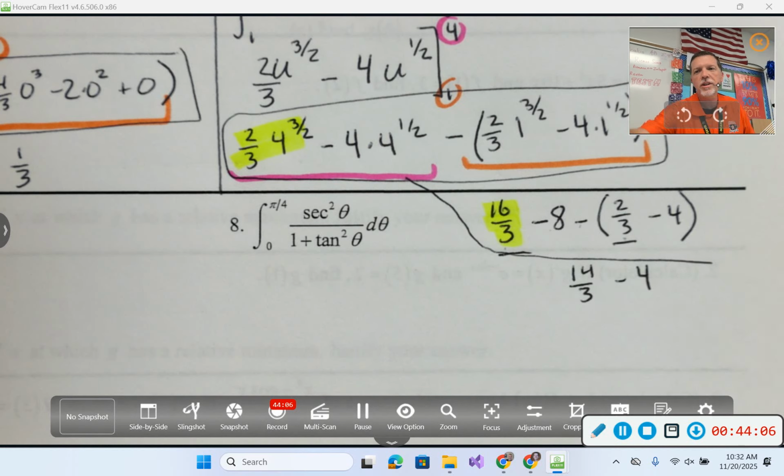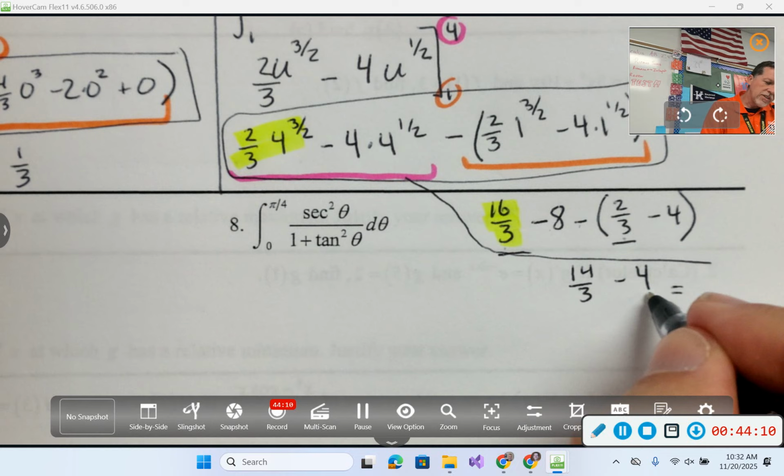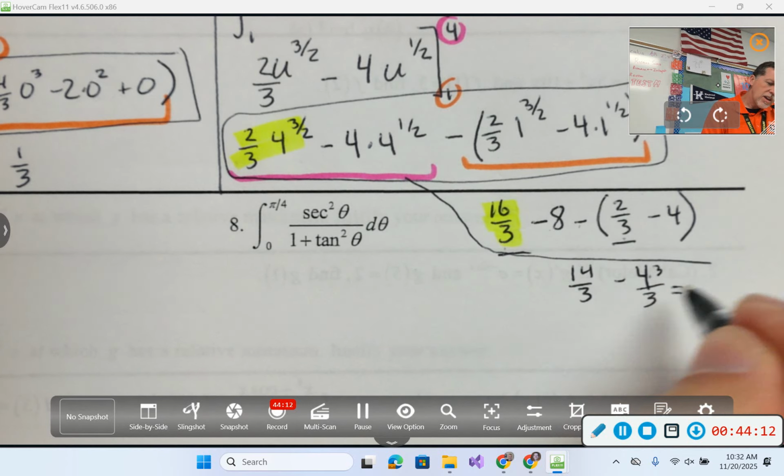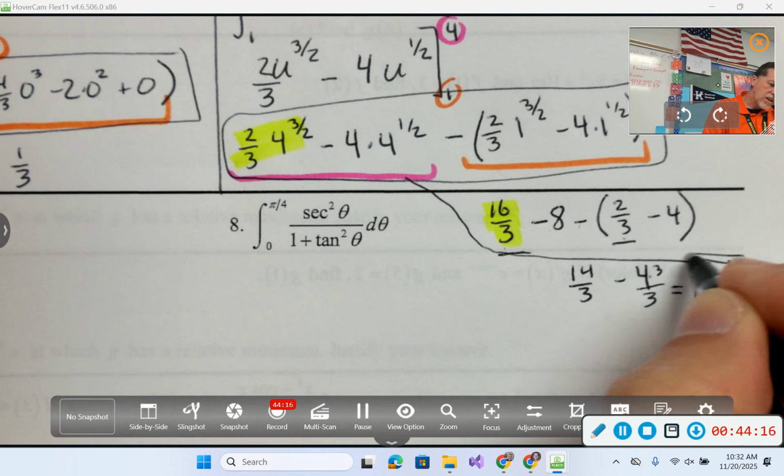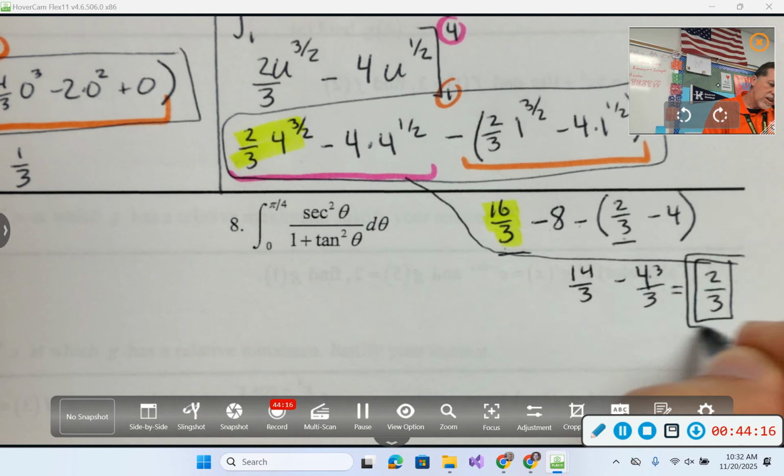So 14/3 minus 12/3 is 2/3. That would be the multiple choice answer. On your own, obviously you're going to pick the safe stop so you don't have to mess up anything, but we like throwing multiple choice at you to make sure that your algebra still works.